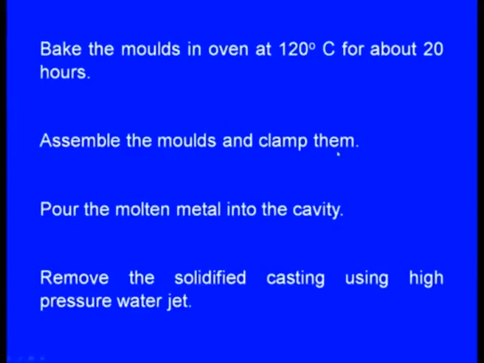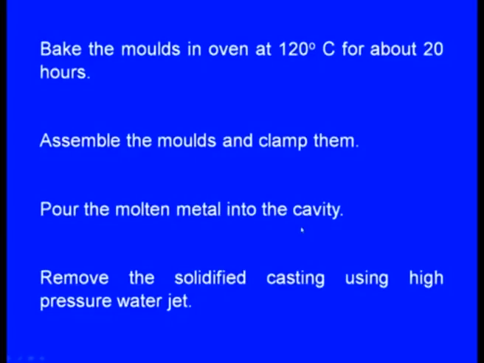Assemble the molds and clamp them. After that, these two molds must be assembled and they must be clamped together. Pour the molten metal into the cavity. After pouring, after solidification, remove the solidified casting using a high pressure water jet.